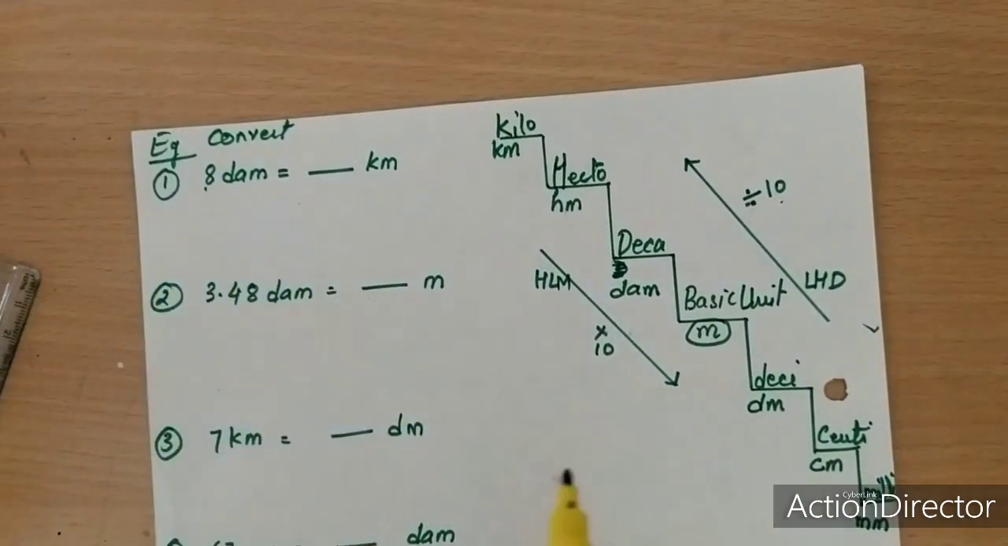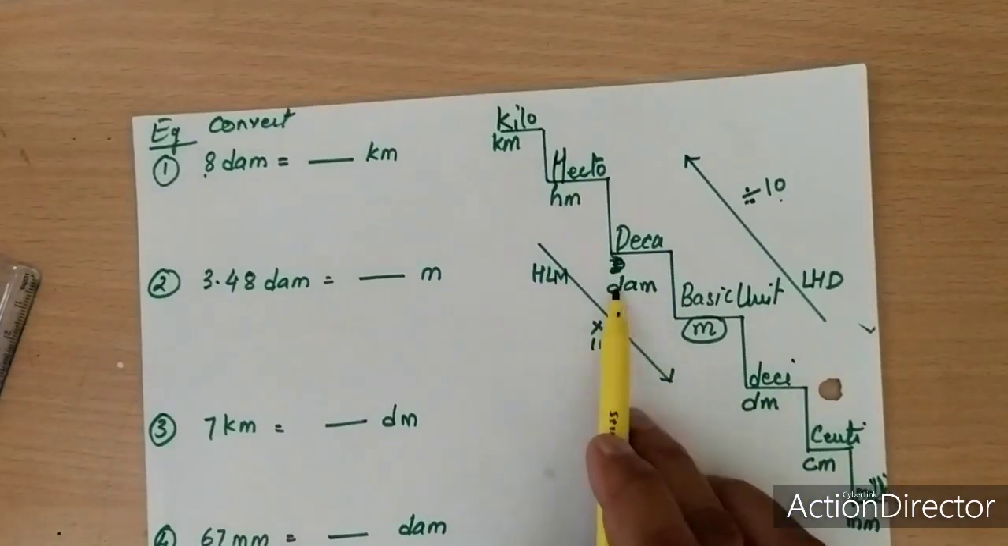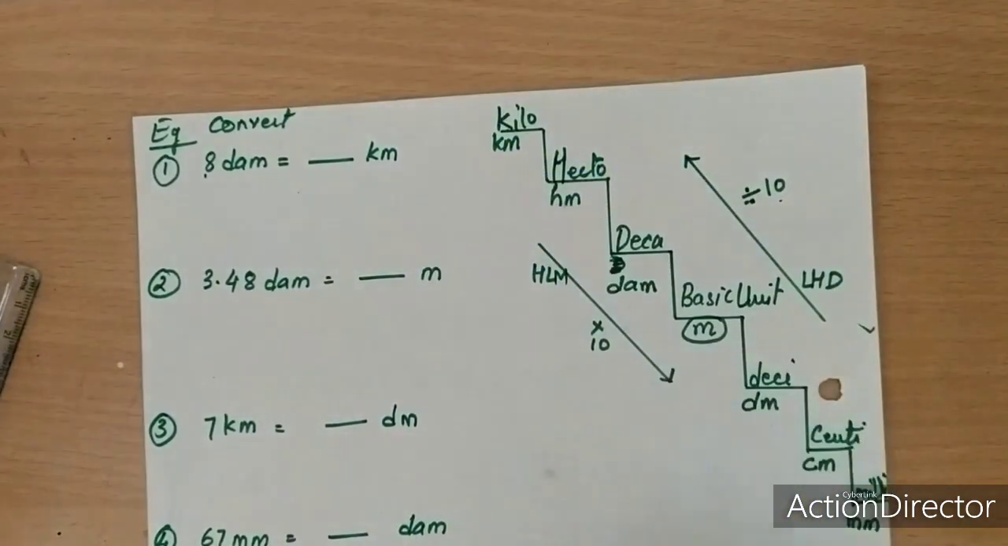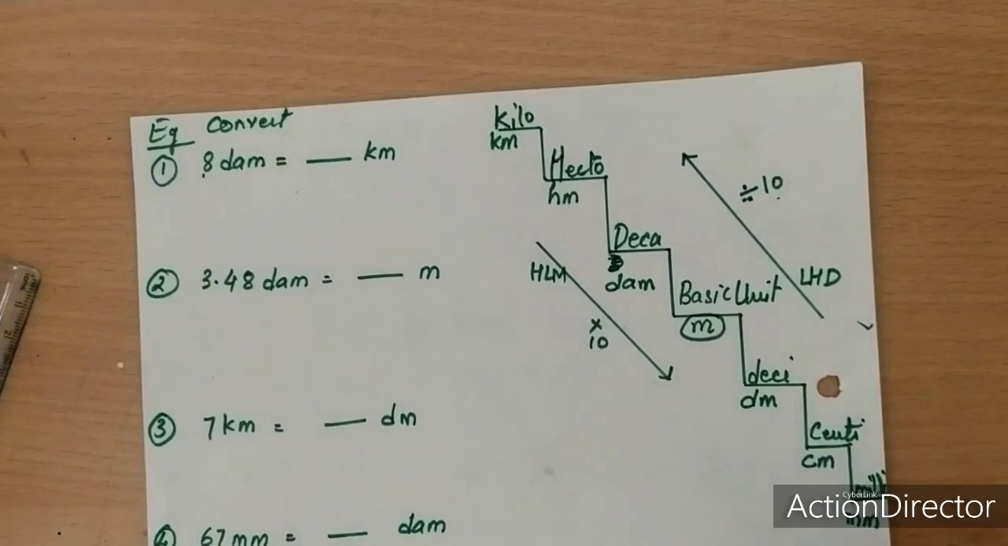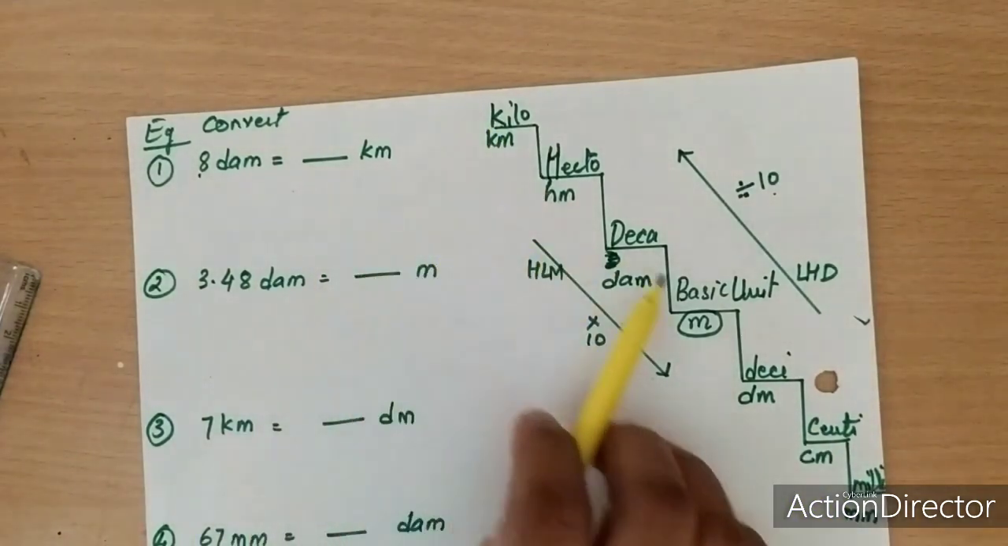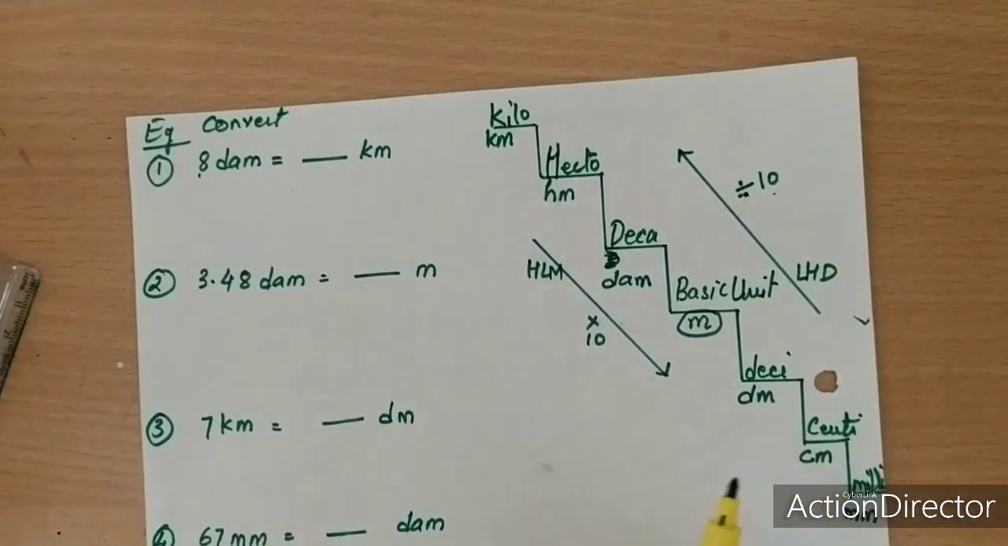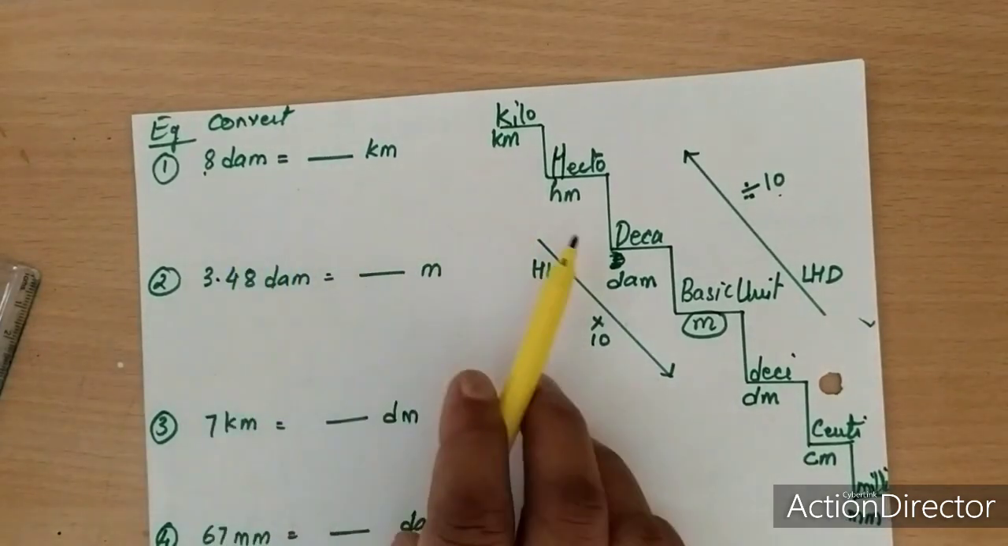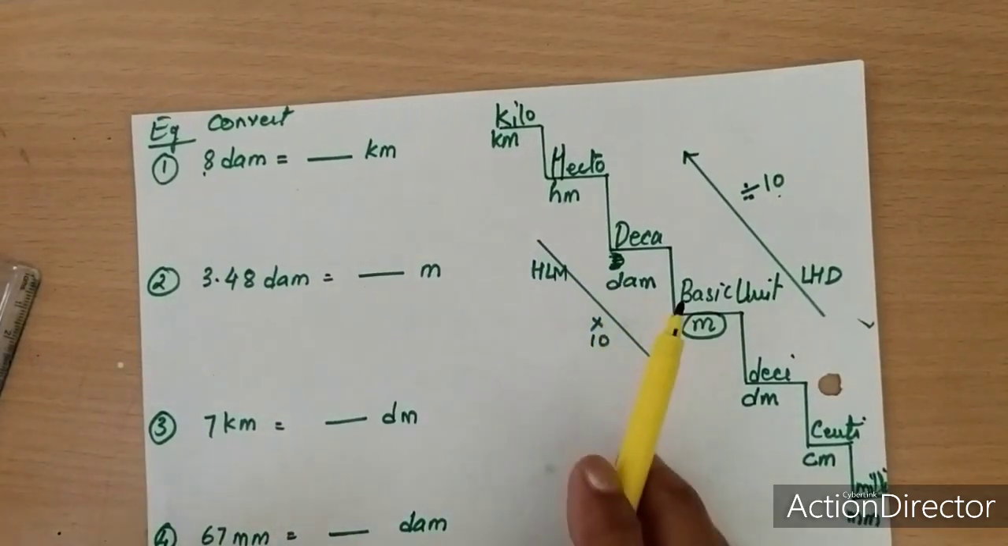So first you go through the table. That means the steps. Okay. So decameter here, because I have taken all these sums related with the length. You can do all the remaining ones like mass and capacity in the same way. For this, you need to make this stair. Always remember.